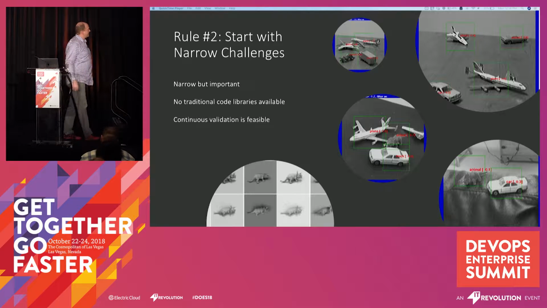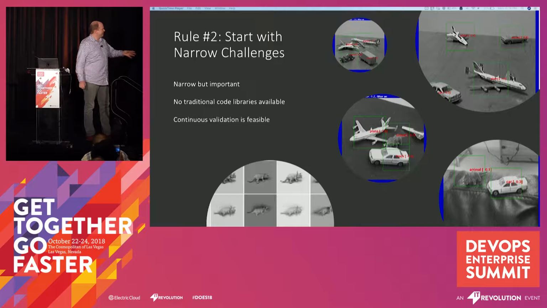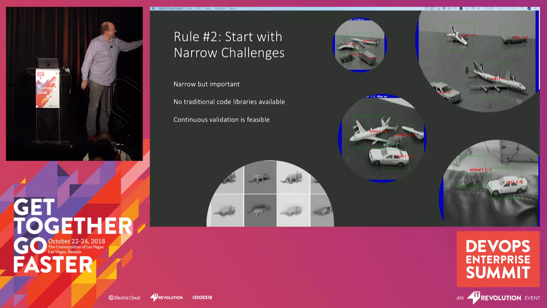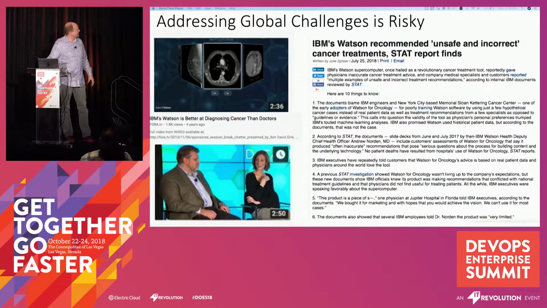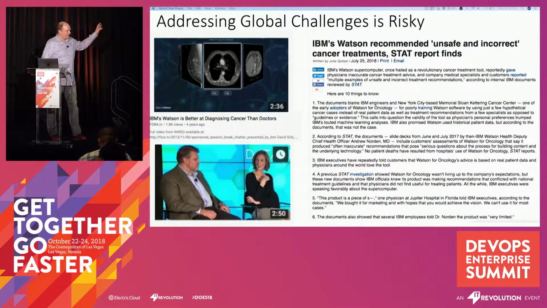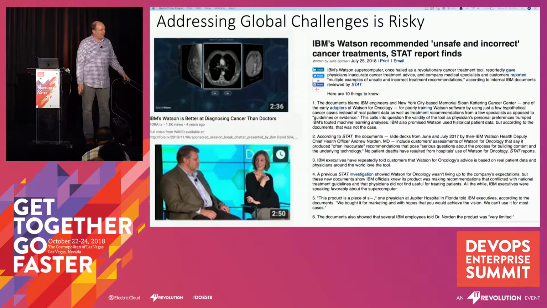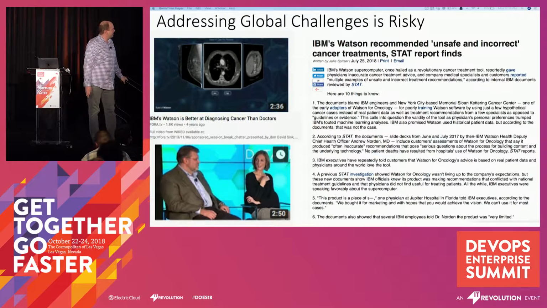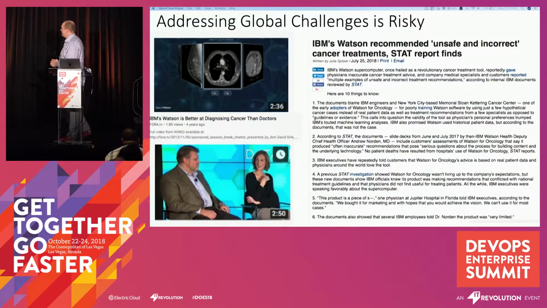Number two is start with narrow challenges, and that goes hand in hand with number one. There's a lot of things. We have played with a lot of those technologies and experimented with a lot of those technologies. And this is the most prominent and, to me, upsetting example, where there was IBM Watson for oncology in the news a few months ago. And they basically said, yeah, that thing doesn't work. It's all crap. We should have never started with it. All the hospitals, all the doctors, nobody likes it. It doesn't recognize cancer. It's terrible.